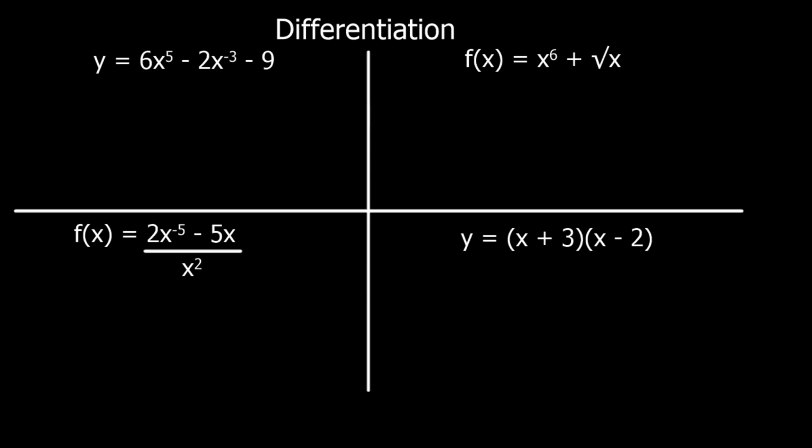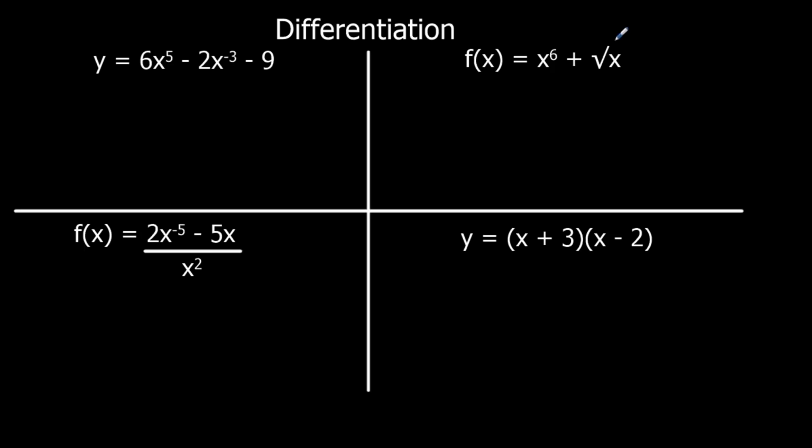So let's look at a few harder examples now. We've also got this different notation over here. We've got f of x instead of y. They mean the same thing. It means a function of x. So it means the same thing as y. y is a function of x. f of x is a function of x. So think of it as exactly the same as y.